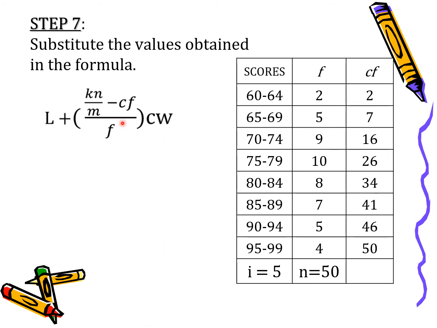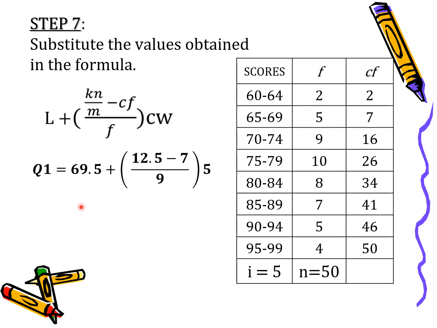Finally, let's have the last step. Step number 7, substitute the values obtained in the formula. We can now use the formula. So here we have to substitute all the values that we have computed starting step number 2 up to step number 6. Looking at this, L is the lower class boundary, which is 69.5, plus (kn over 4 is 12.5, minus cf, or cumulative frequency, which is 7, all over f, which is 9, the frequency), in close parentheses, times 5, which is the class width.